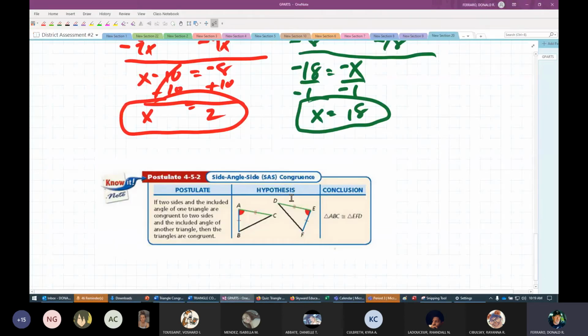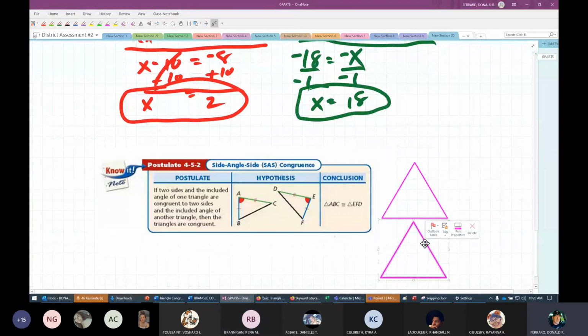The postulate says, if two sides and the included angle of one triangle are congruent to two sides and the included angle of another triangle, then the triangles are congruent. This is the side angle side postulate for congruence of triangles. So let me show you exactly how this is going to look when I've got my two triangles.